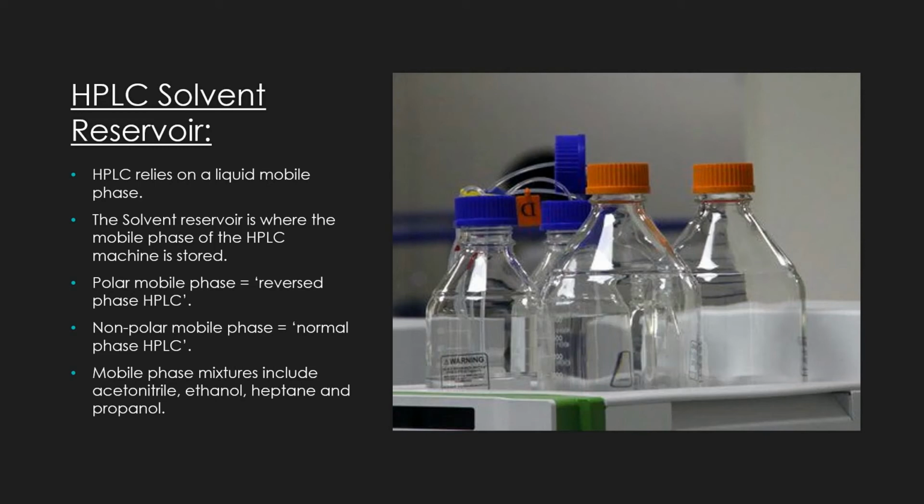The mobile phase can also have some acid or base added to it. This allows for acidic or alkaline analytes to be in an ionic state as it goes through the HPLC, which allows for greater resolution when using a mass spectrometer.